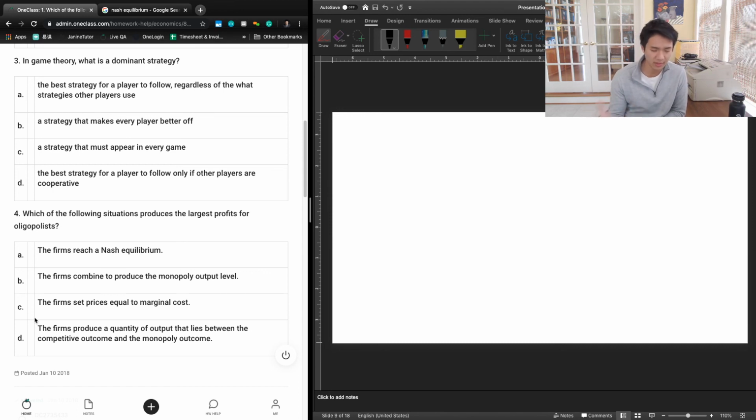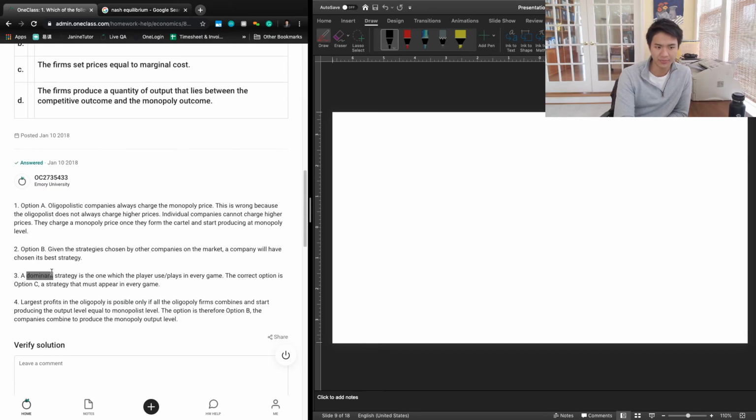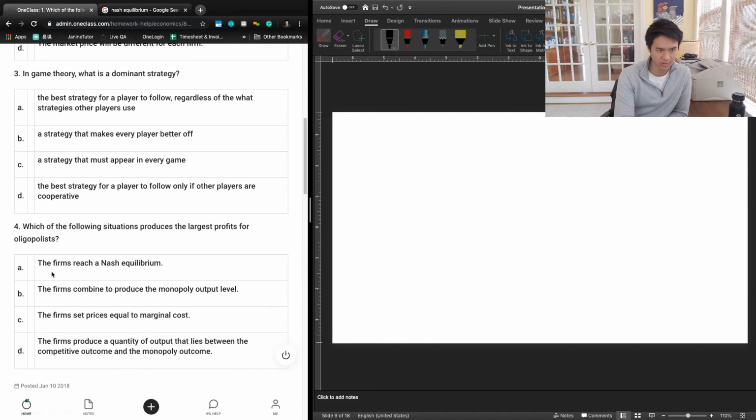And so we talked about this in the other problem where we were going over game theory. But a dominant strategy is a strategy that says it doesn't matter what other players do, I'm going to do this strategy no matter what, regardless of the other player's decision. And so in the prisoner's dilemma, that strategy was confess, right? That was a dominant strategy. And so A is going to be the best answer choice here. In game theory, a dominant strategy is the best strategy for a player to follow, regardless of what strategies other players use. And again, the previous tutor also chose A, which is great.